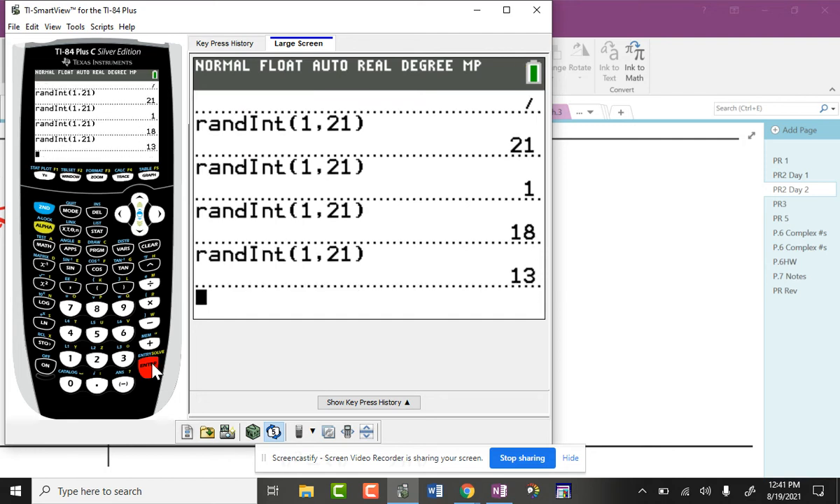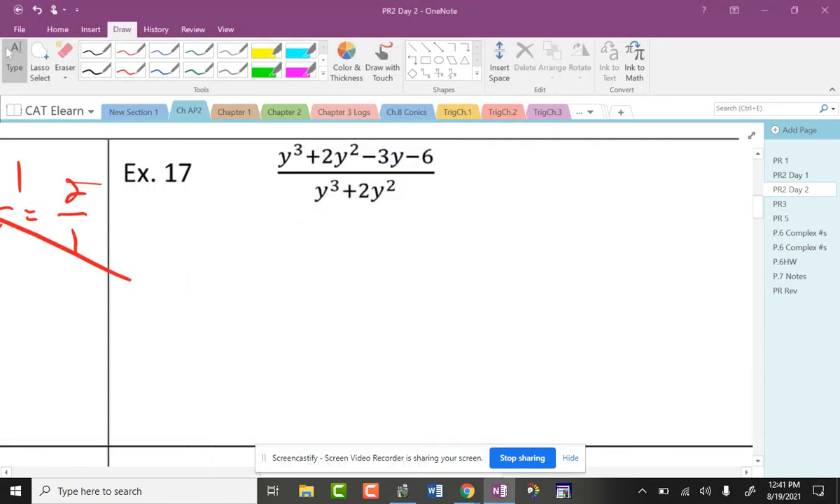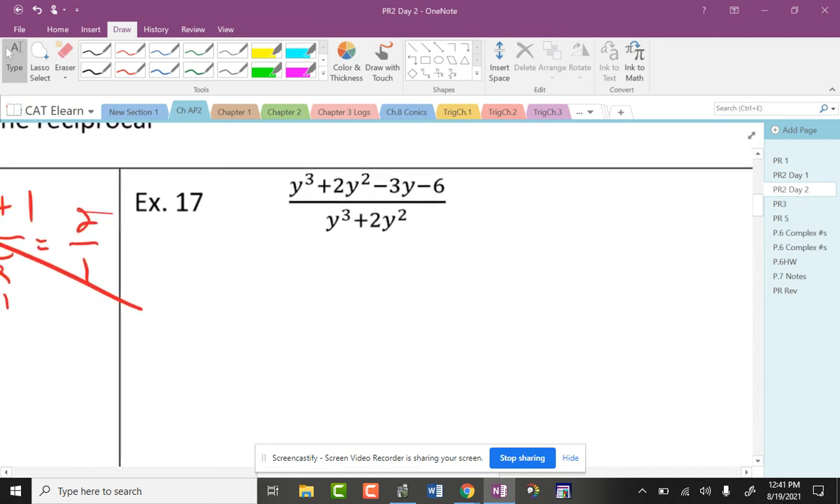Who's lucky number 13? 4, 8, 12, 13. Scott, up in the front here. All right, Scott, let's take the numerator first on this one. You got 4 terms in the numerator. What's the only way we could factor that?